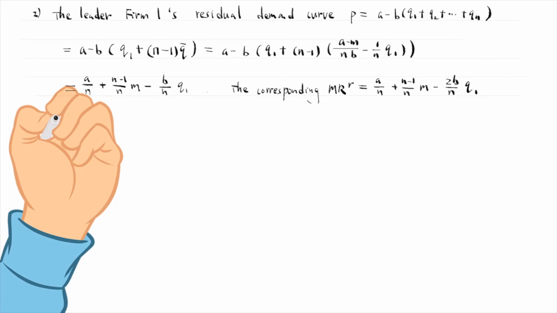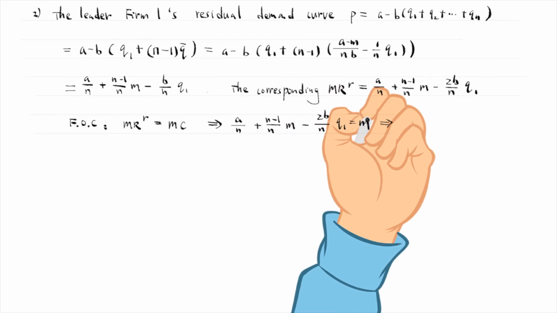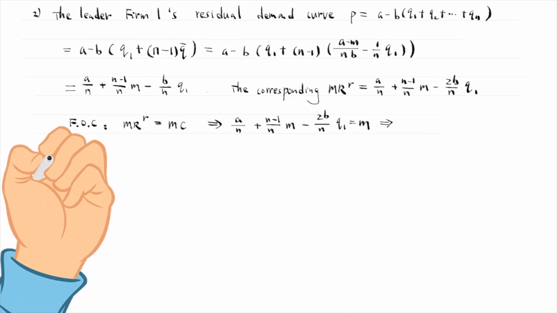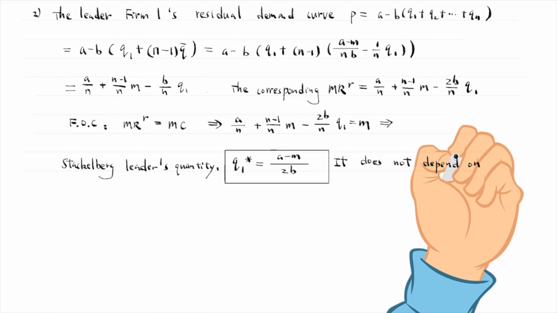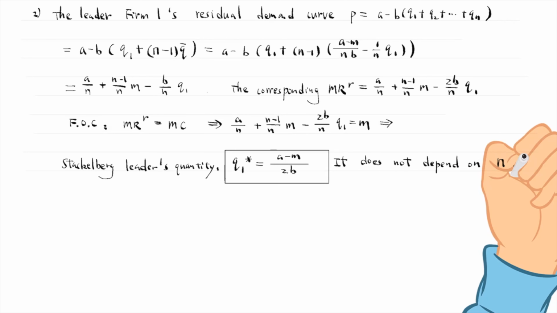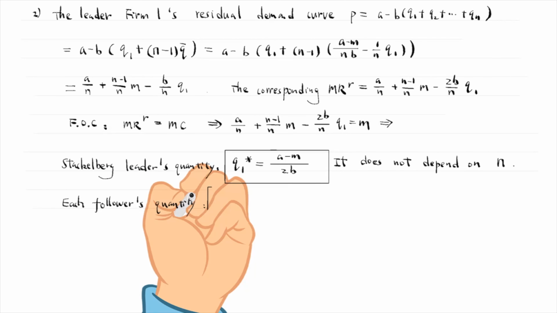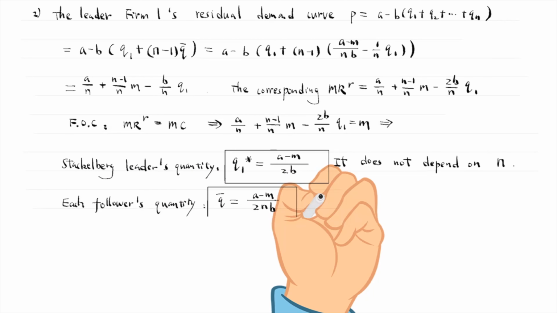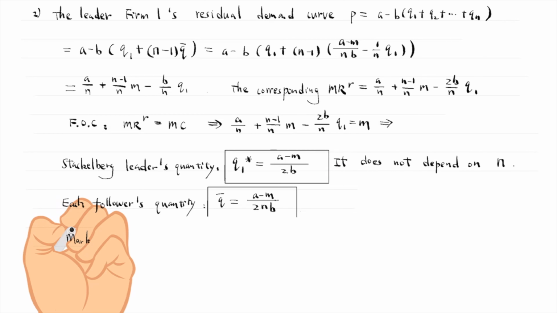The first order condition for profit maximization leads to the Stackelberg leader's quantity. It does not depend on the number of firms in the market. That means, as more firms enter the market as Stackelberg followers, the leader's output is not affected. Using the follower's best response function, we get each Stackelberg follower's quantity. The market output is the sum of them.